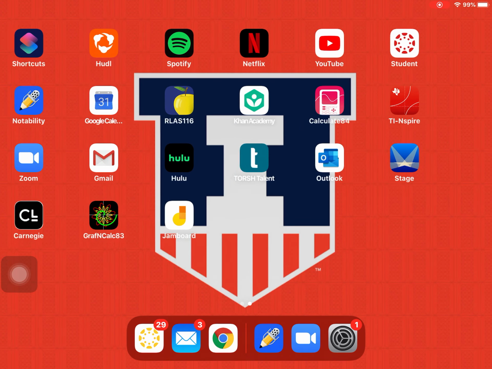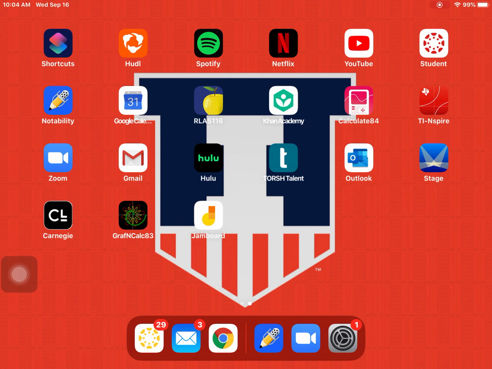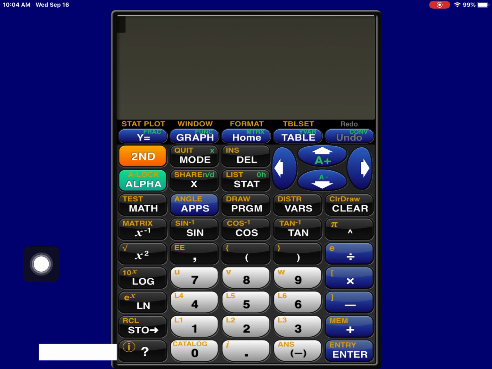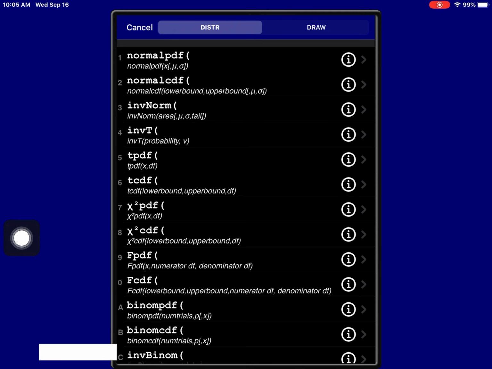So let me open up Graph and Calc 83. And the steps were second, vars, and then you'll click on normal CDF. So first click second, and then click on vars, and that brings you to this. You have a bunch of stats calculations here. Make sure you click on the CDF. You can see right below PDF, it's CDF here. You see the actual things that I mentioned here: lower bound, upper bound, mu, sigma. So it actually reminds you there.